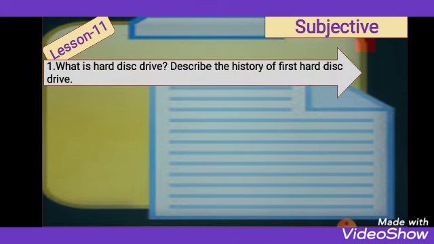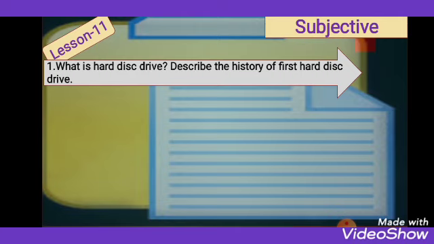Another question you see from lesson 11: what is hard disk drive? Describe the history of the first hard disk drive. Here you will write what is hard disk drive. What do you think it is? Hard disk drive is a secondary memory. You can tell it is a device that is more capable of storing a mammoth amount of data. And describe the history of the first hard disk drive.